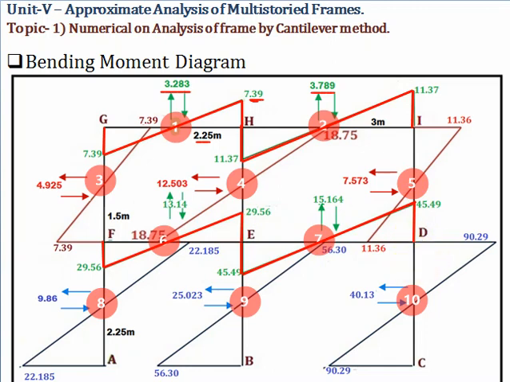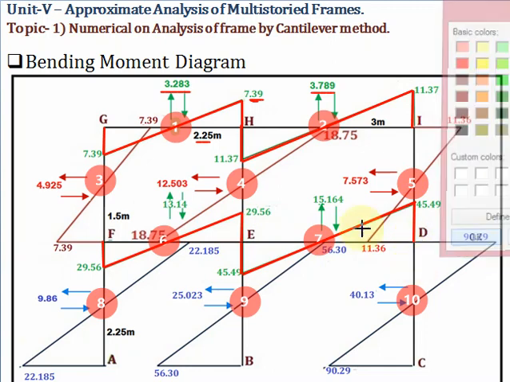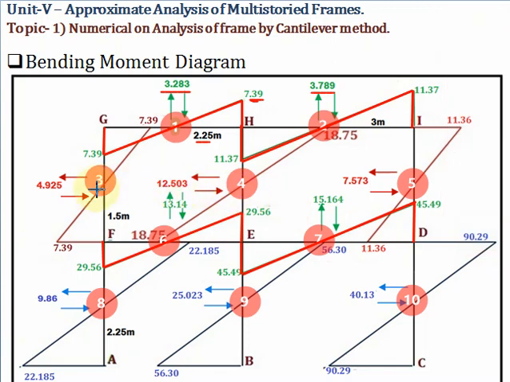So this was regarding the beam. Now we'll see the column. Here at node 3, as this is the column, we have to consider the horizontal forces. What is the horizontal force? That is H3, 4.925 into the distance 1.5. What is the value? 7.39. Join this by a straight line like this.